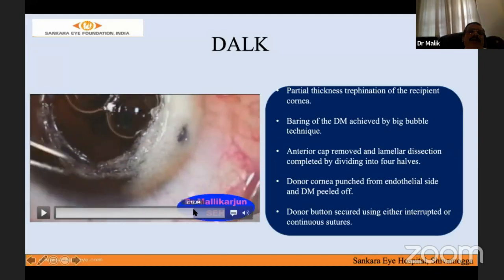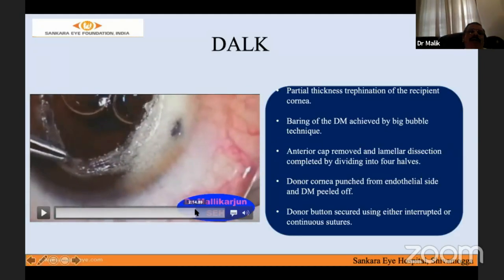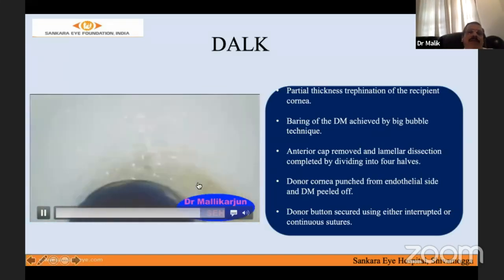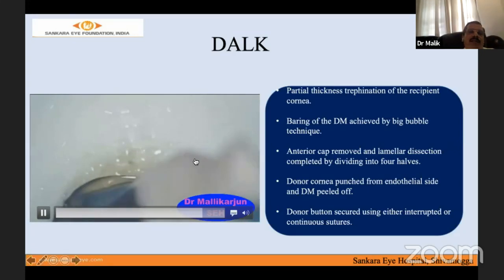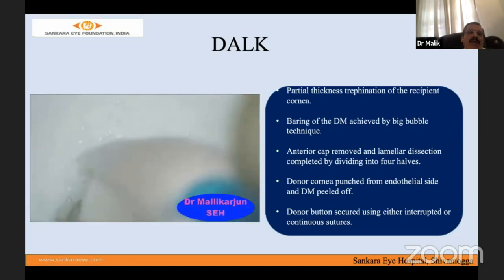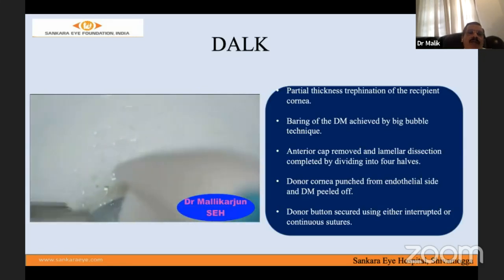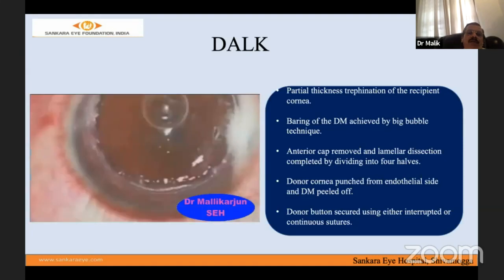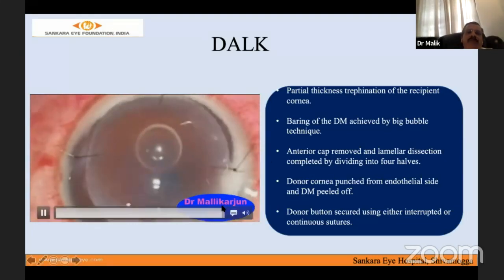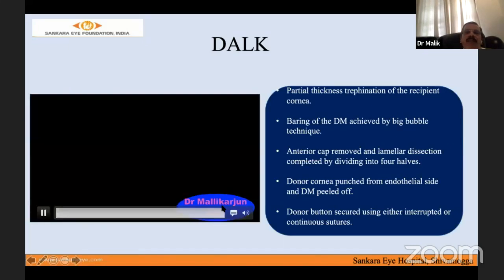Now the stroma has been removed, and this is the donor graft. Here we have to remove the Descemet membrane and endothelium. This can be removed by putting Trypan blue on it and slowly scraping with the Merocel sponge. And that is placed over the cornea and sutured. This is the procedure of DALK.